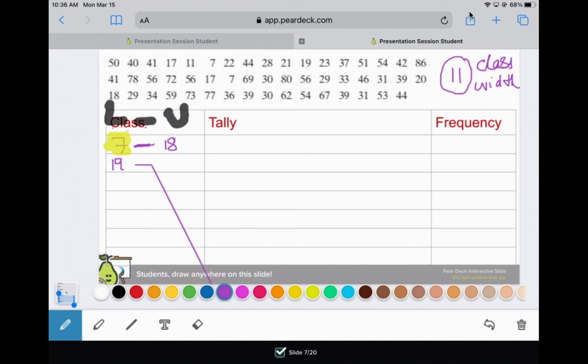Question on how I got 19? How I got 19 is from this number right here. It's always going to be one more. To get to the upper limit, once I have my lower limit, I will add 11. So 19 plus 11 would get me 30. I'm going to pause, and I'm going to take questions.